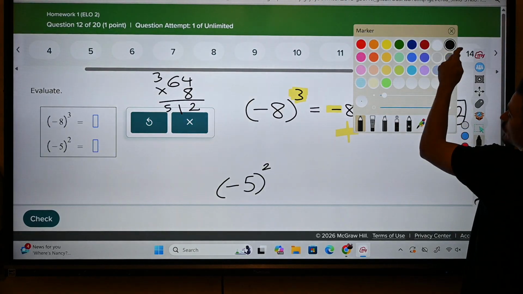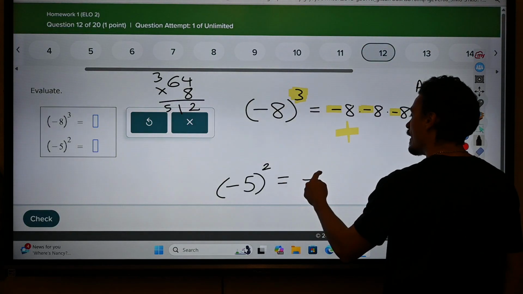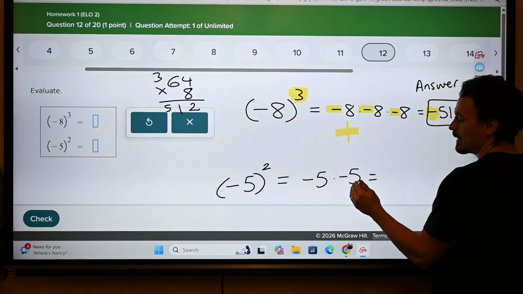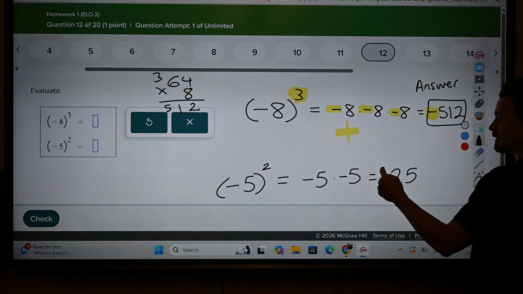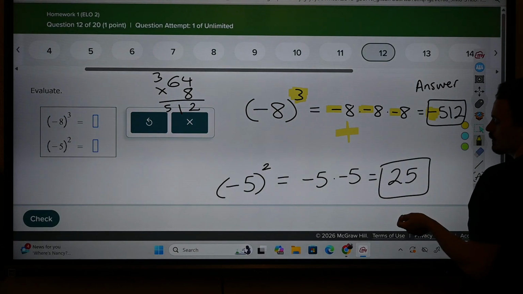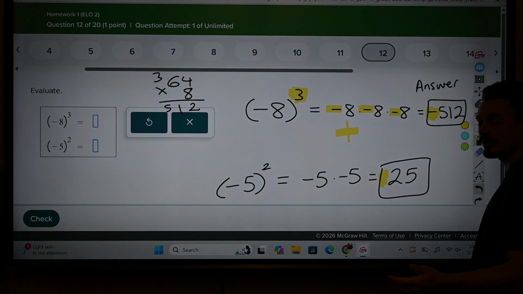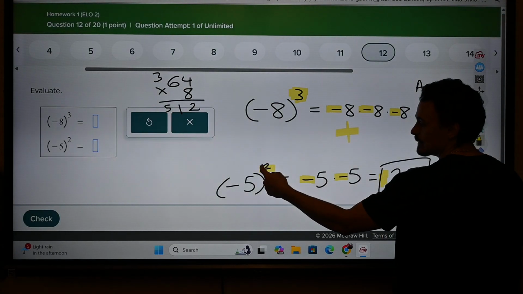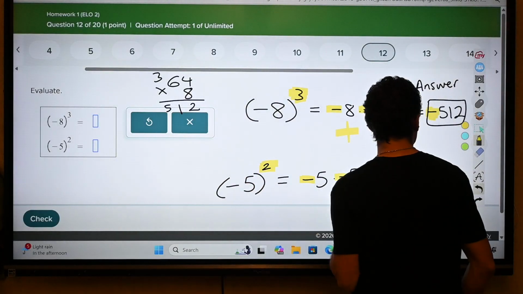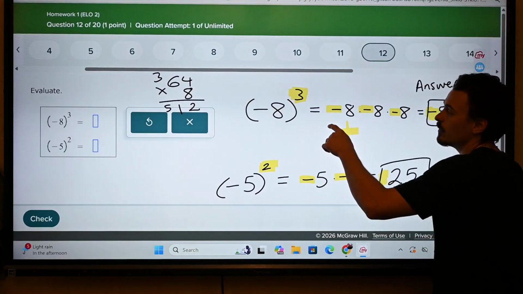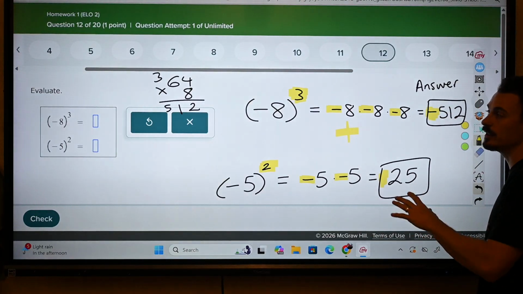Right here on this question, we're going to be doing -5 times -5. And a negative times a negative is a positive. So this is positive 25. Why is this one positive? Because a negative times a negative is a positive. So whenever the exponent is even, your answer will be positive. Whenever it's odd, it'll be negative, for these questions.